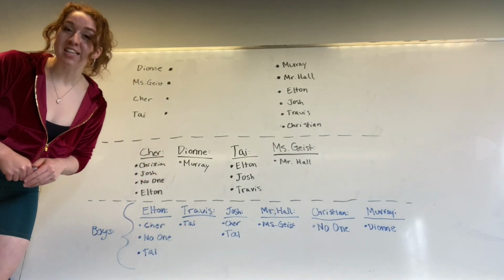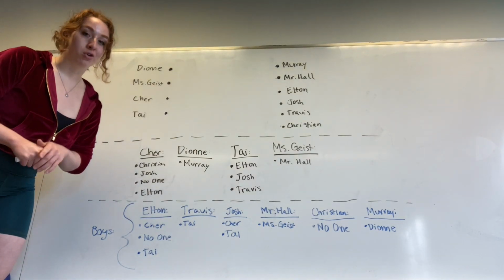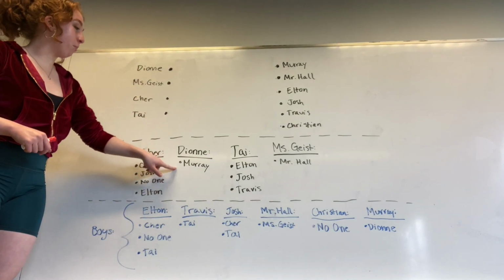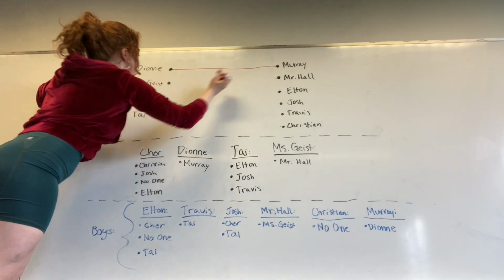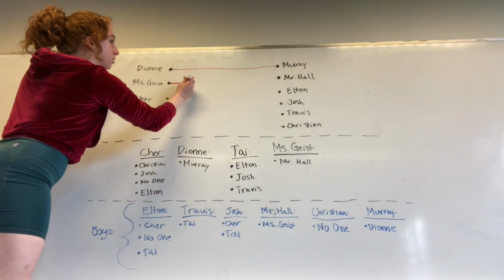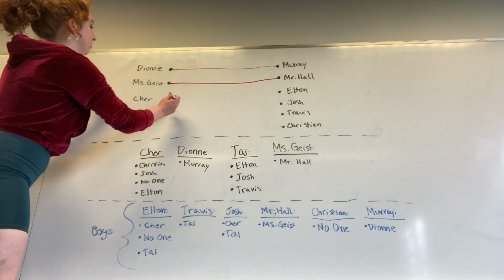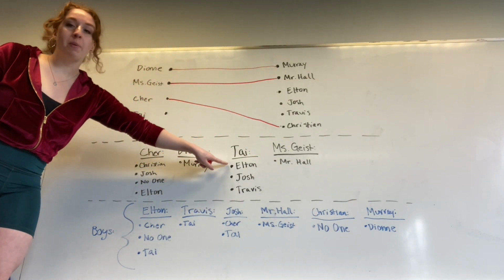Alright, let's see how this algorithm plays out in the case of Clueless. On day 1, all of the girls will choose their favorite guy to pair up with. So Dion will pair up with Murray, Miss Geist will pair up with Mr. Hall, Cher will pair up with Christian, and Ty will pair up with Elton.